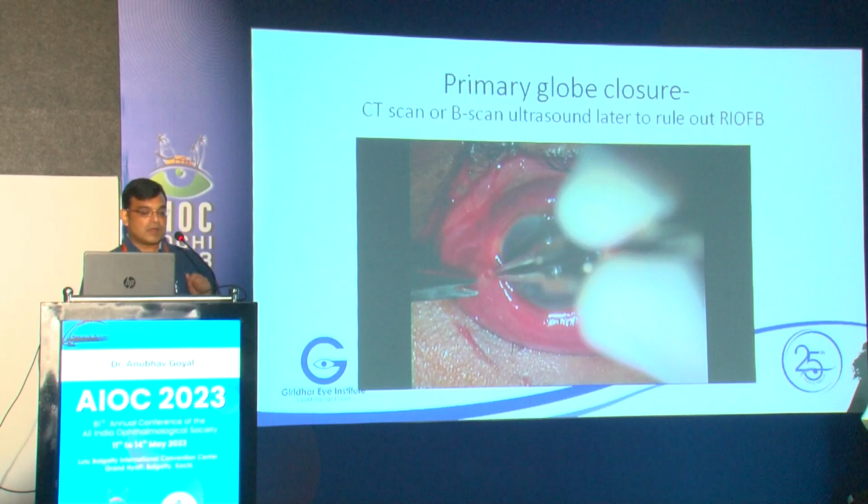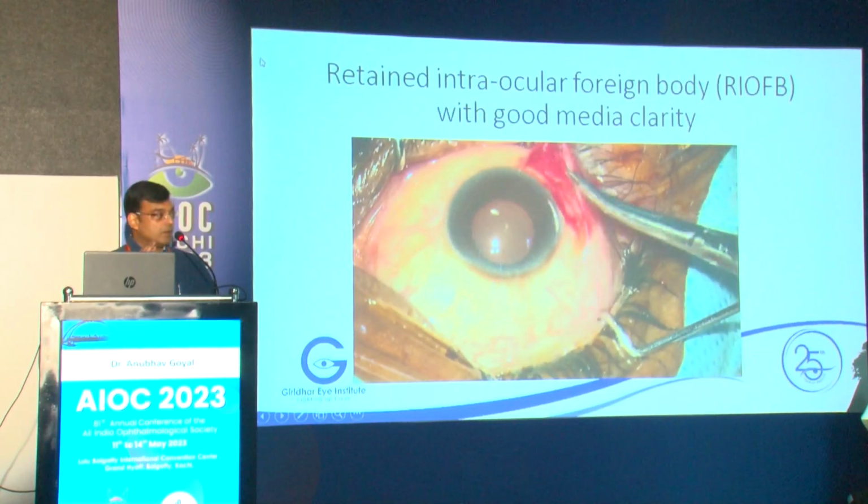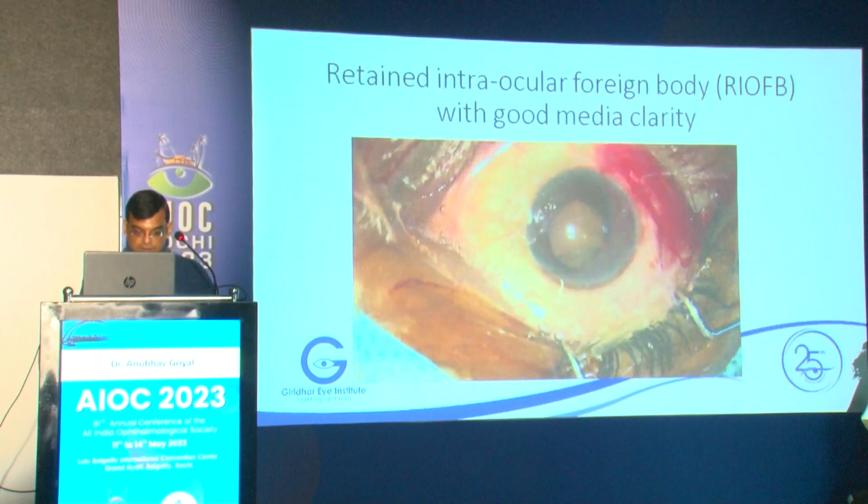Here I want to stress, if the eye is very badly traumatized and there is no view, you have to do primary closure as soon as possible. You should not wait for CT scan or B scan, because delaying for the imaging might create more chances of infection. Anyway, we are not going to intervene for any other thing in the primary surgery, and CT scan or B scan to confirm the retained intraocular foreign body can be done on a later date. But if there is a good view, then obviously you have to image as soon as possible, so that in case you need to remove the foreign body, you can do it in the same surgery.